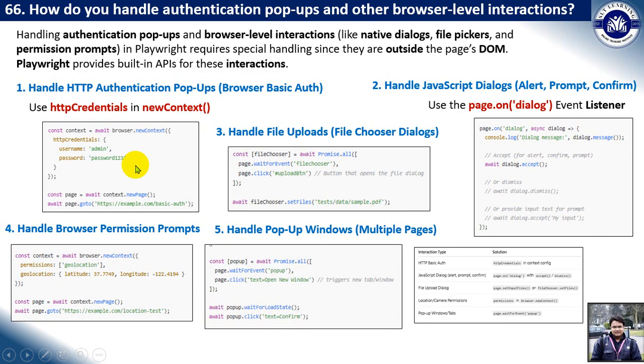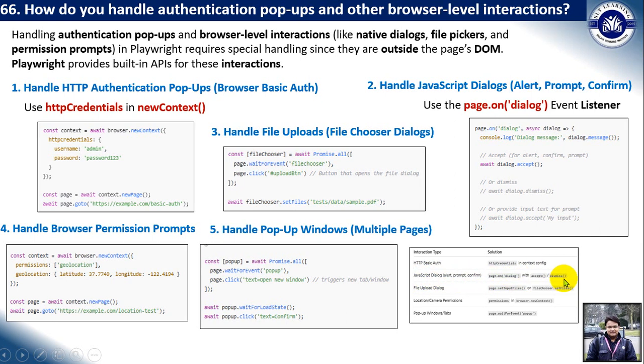Okay, so these are the ways you can handle authentication and other browser-related activity. Just remember a couple of them, and that is more than helpful for you to answer in the interview. So for HTTP basic authentication, you can use HTTP credentials in a config file, in the context config. For JavaScript dialog you can just use page.on dialog with the accept and dismiss methods. For file upload you can use setInputFiles and file chooser setFiles. Then for location and camera permission you can provide the permission in browser.newContext. Then for pop-up windows you can use page.waitForEvent with the popup event, and then you can perform your next action.